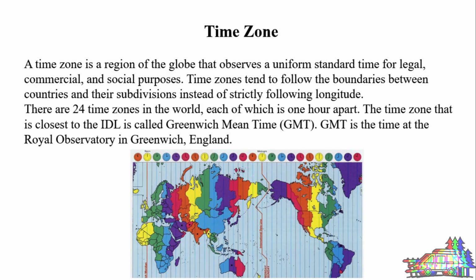Time zone. A time zone is a region of the globe that observes a uniform standard time for legal, commercial, and social purposes. Time zones tend to follow the boundaries between countries and their subdivisions instead of strictly following longitude. There are 24 time zones in the world, each of which is 1 hour apart. The time zone that is closest to the IDL is called Greenwich Mean Time, GMT. GMT is the time at the Royal Observatory in Greenwich, England.